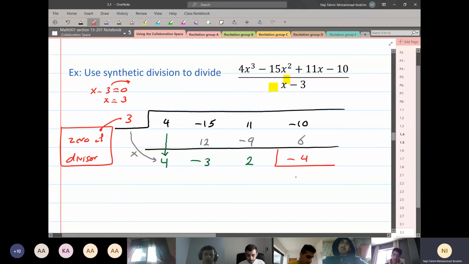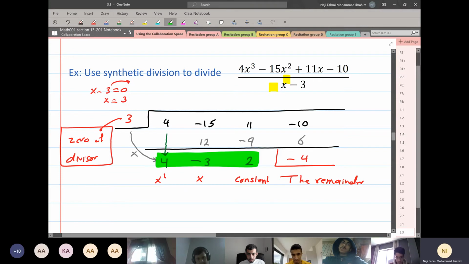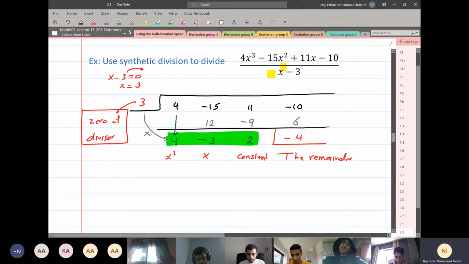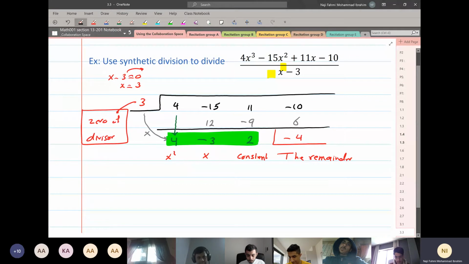Now this negative 4, we call it the remainder. The 2 is the constant. Negative 3 is the quotient of x, and 4 is the quotient of x squared. So these numbers here represent the coefficients of the quotient. So the final answer would be like this, Shabab.